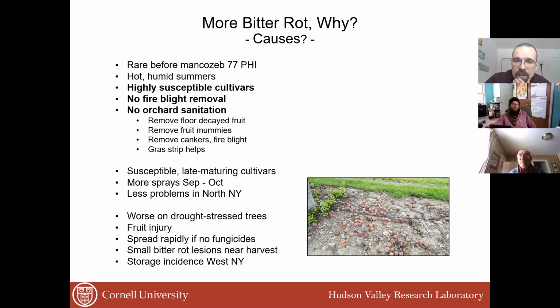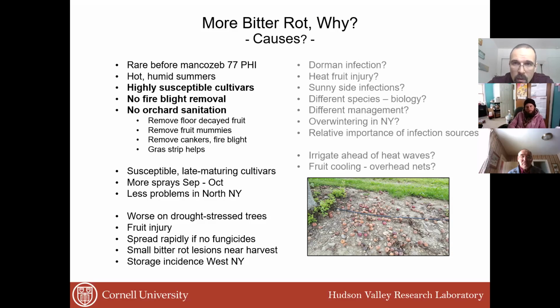There is an implication that we see more bitter rot in drought-stressed trees, and when there is fruit injury associated with insects and also with environmental factors such as hail. If there's no fungicide coverage, the pathogen can spread rapidly, and these small lesions very often occur near harvest, and fruit are harvested and then they express in storage. And the symptoms can be very similar to other rots. Therefore, diagnostics of the problem is very important, both in the orchard and in storage.